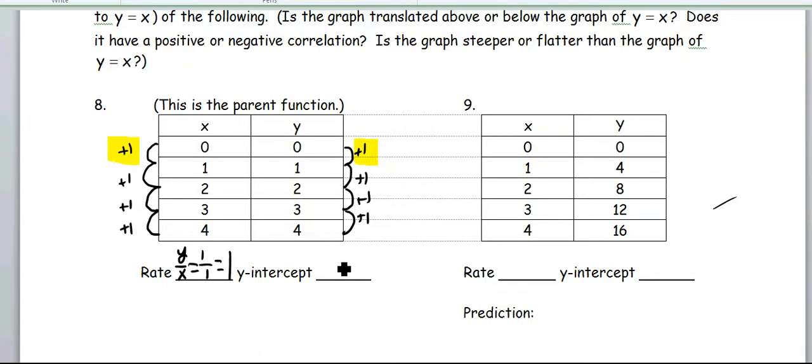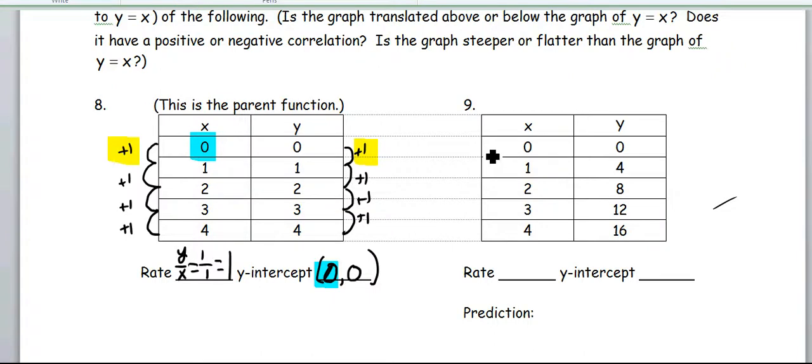Now the y-intercept, if you remember from before, is always where x is 0. So what I'm going to do is find when x is 0, what is my y value? So here x is 0, y is 0.